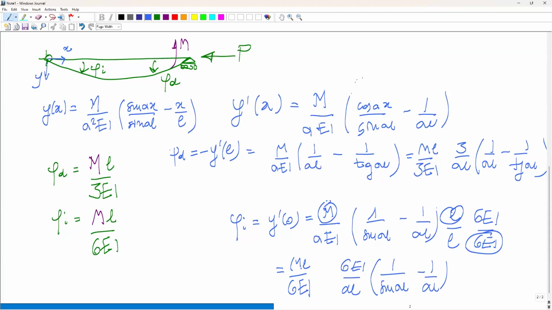There is just one thing that I want to draw your attention to. What happens if alpha is equal to 0? So if there is no axial force, what would you expect from these expressions?